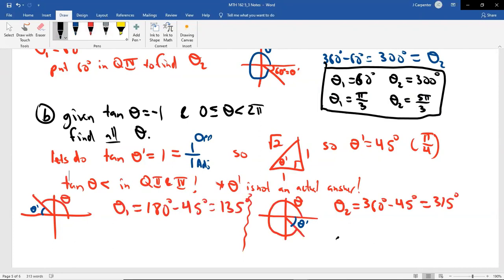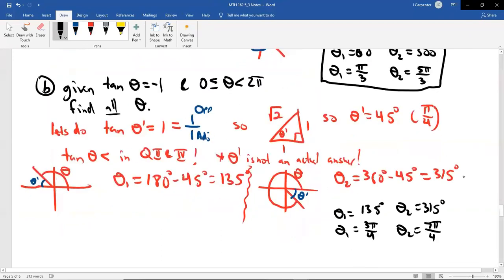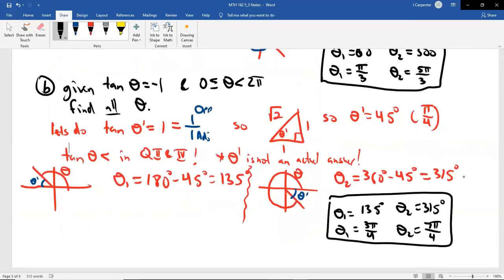So our solution in degrees is 135 and 315. In radians, what's that? 3 pi over 4 and 7 pi over 4. I will leave the actual conversions there up to you to try out. I do encourage you to practice those conversions as much as possible.